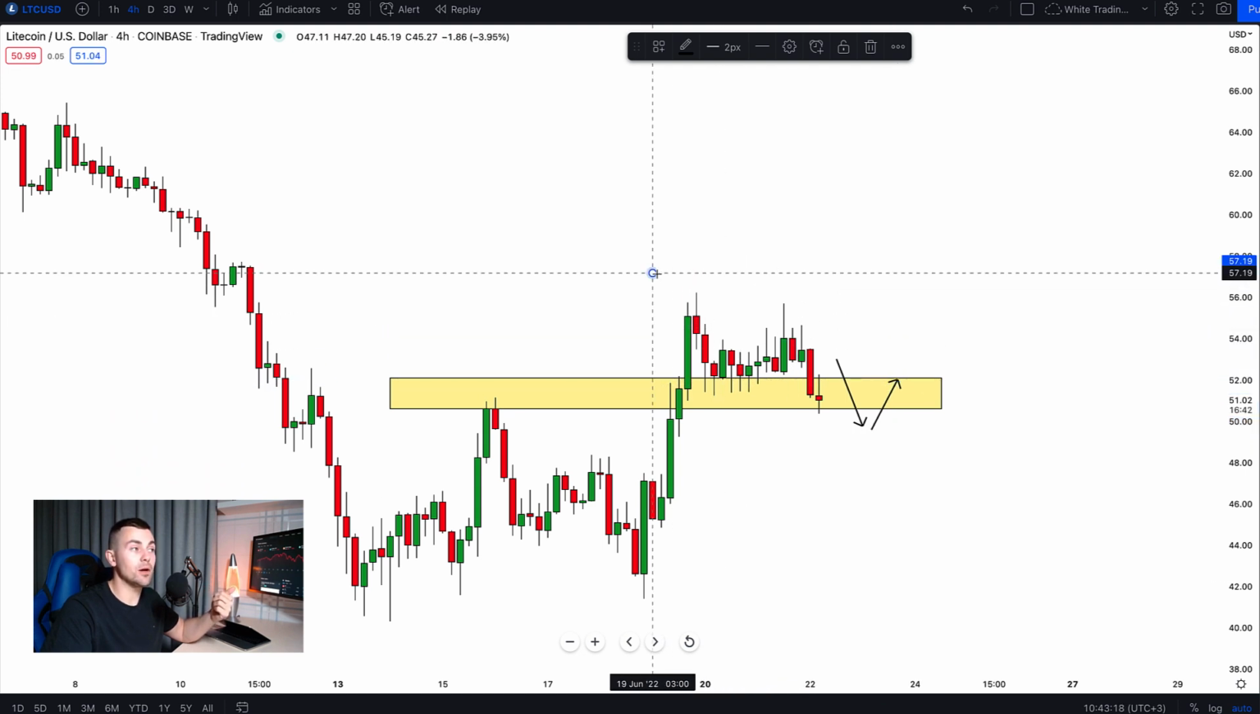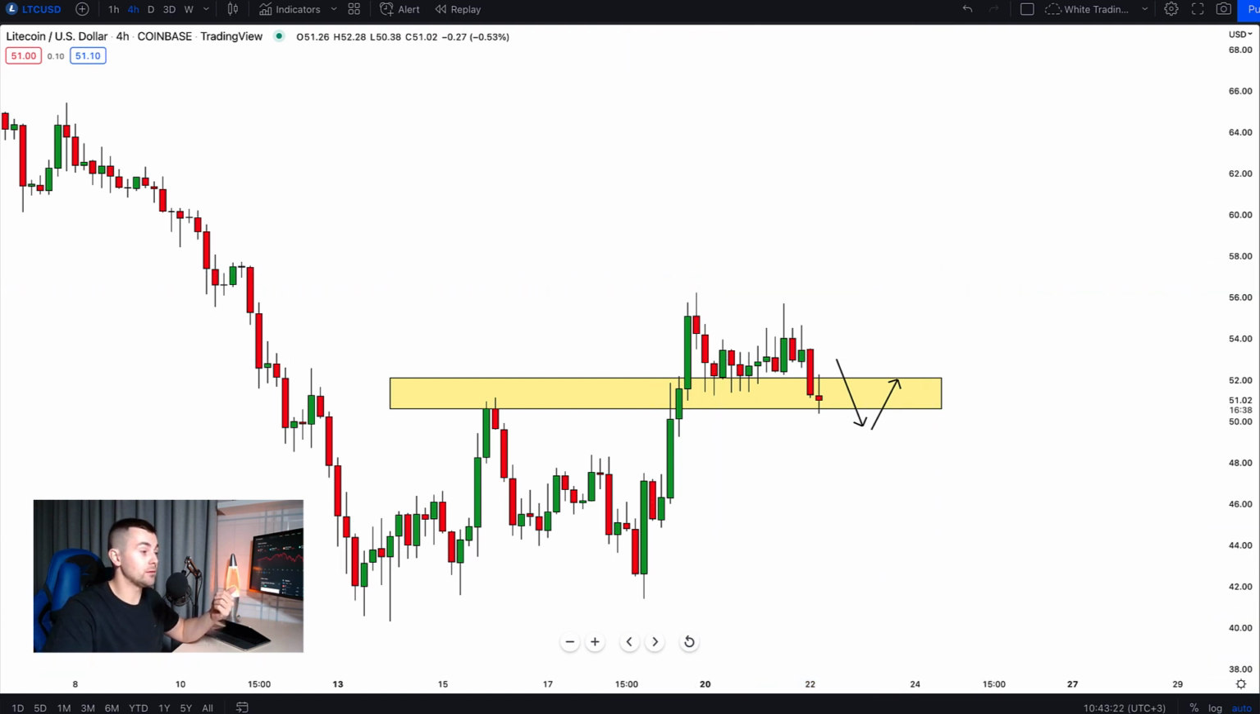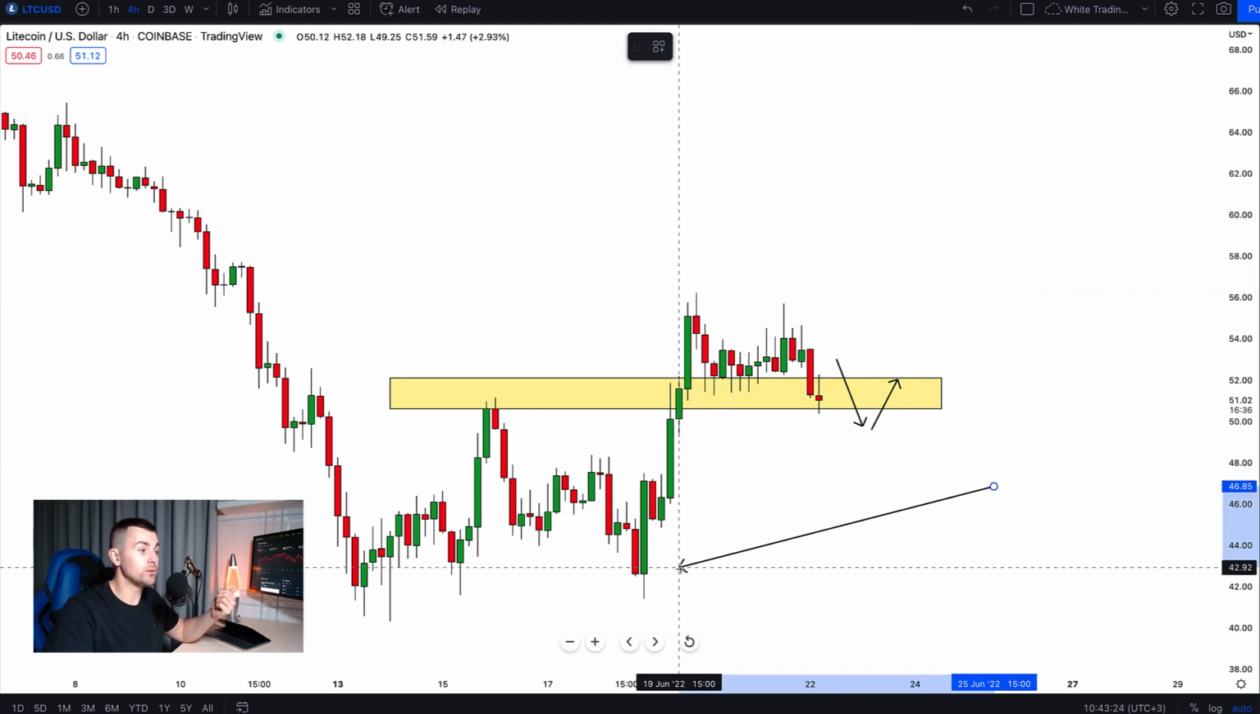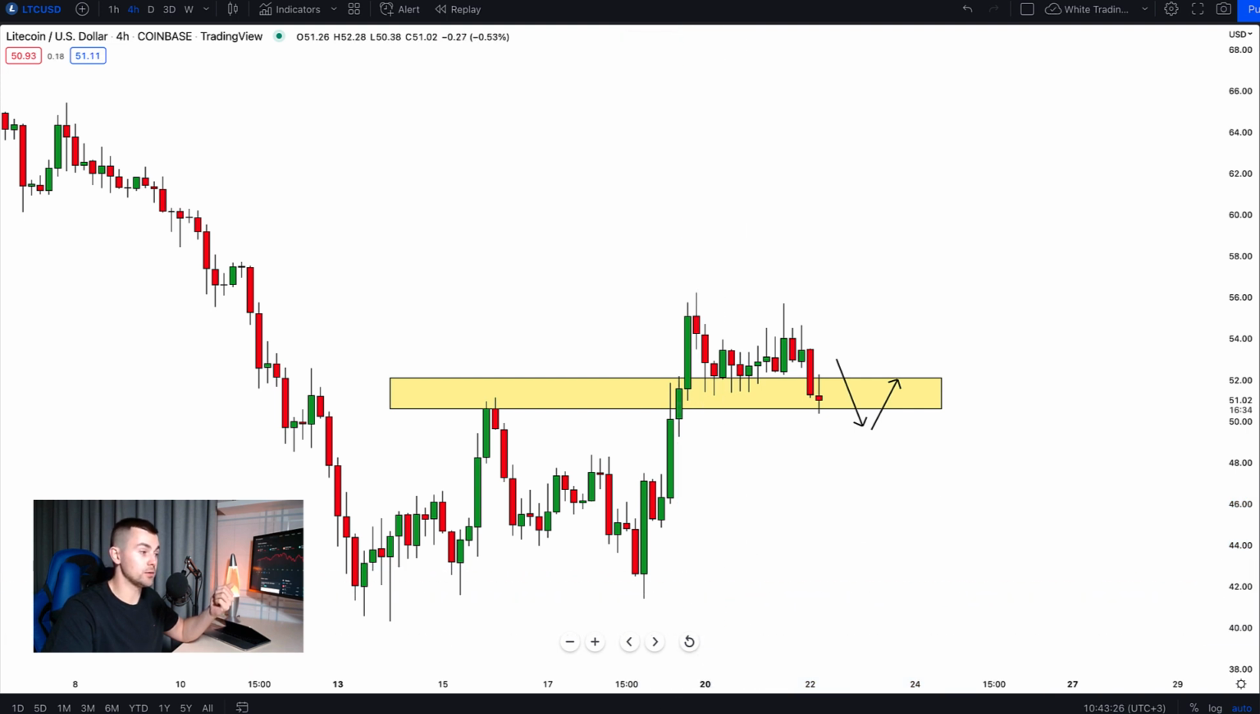We will set our stop loss above the highs of the pattern. Yes, and we will expect a bearish movement to current lows. So let's discuss how our trade will look right here.